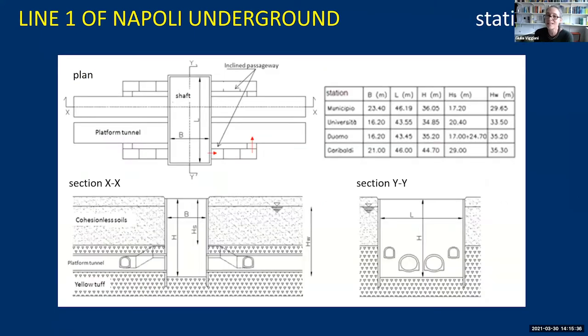So this slide shows the layout of four out of the five stations on this part of the route. Essentially, they all consist of a rectangular shaft here, which contains the escalators and all the other plant, whereas the four platform tunnels, these four here, and the inclined passageways that are required to reach from the station into the passage tunnel are outside the perimeter of the shaft.